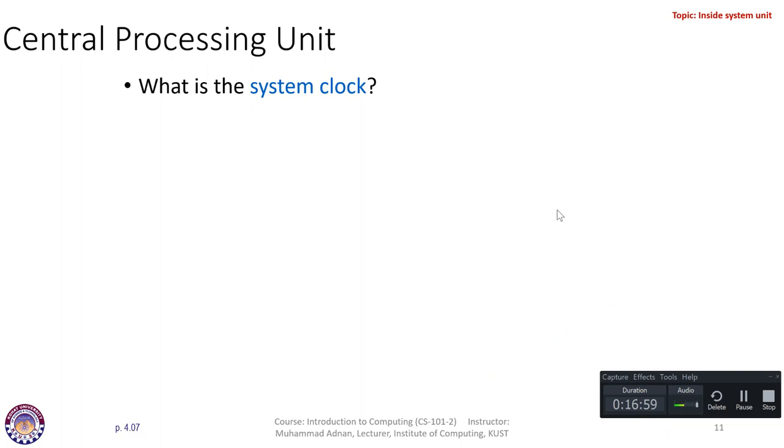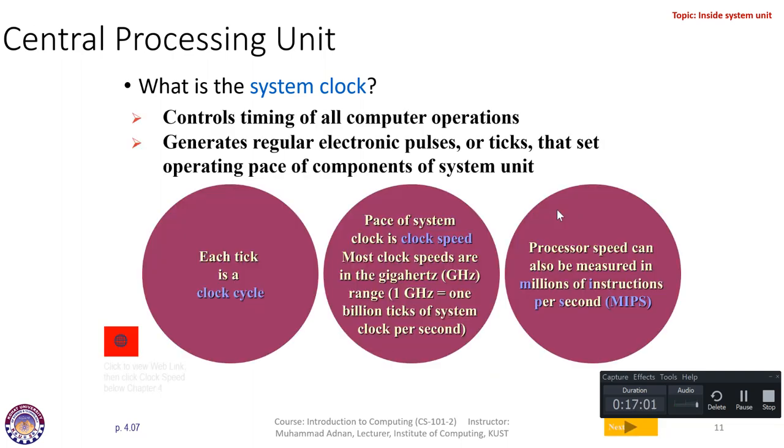There is another concept called the system clock. So what is a system clock? It controls the timing of all computer operations. It generates regular electronic pulses, or ticks, that set the operating pace of the components of a system unit. Each tick is a clock cycle. So 1 second could be a clock cycle, 2 seconds could be a clock cycle. The pace of a system clock is the clock speed.